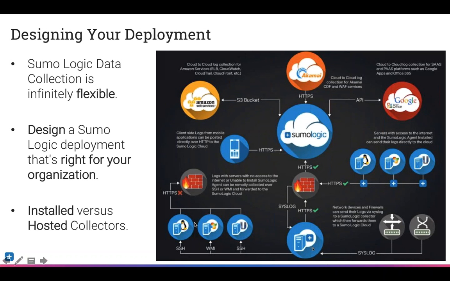Let's look at the bottom left-hand side here. If you have machines that do not have internet access, perhaps you can forward those messages through something like SSH or WMI to a collector that can then send it on to the cloud. Similarly, if you have network devices and firewalls that can send their logs via syslog to that centralized collector, we can send that over to Sumo Logic. So as you can see, this is just an example of how many different options there are for you to send data to Sumo Logic. So what we're going to try to do today is walk you through the different options.